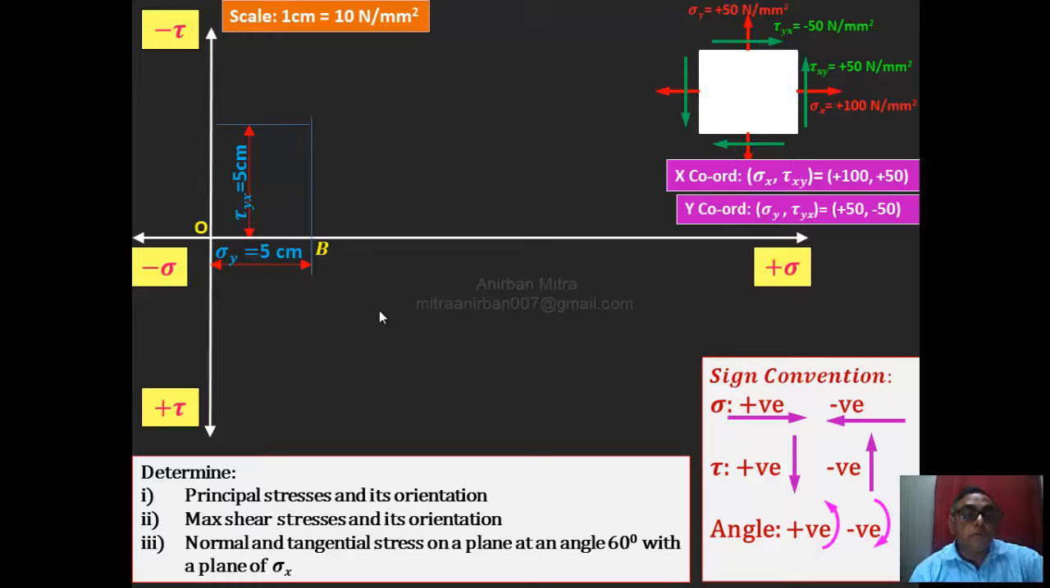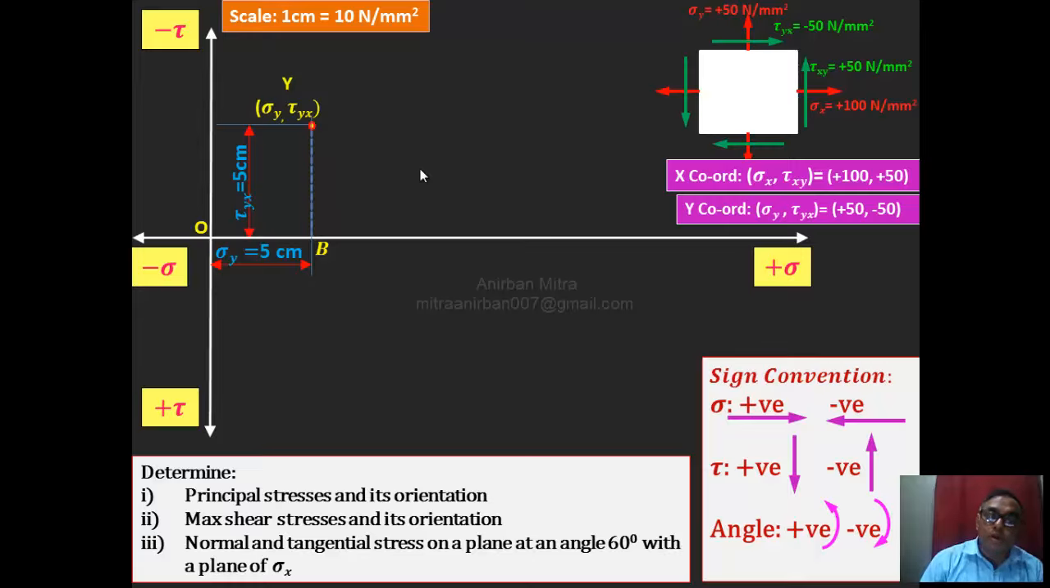Then I measure tau xy, tau yx, so that is another coordinate, minus 50. You know there is only a chance of mistake here. Negative tau we take in the upward direction, so minus 50 comes in the upward direction. Then the intersection of this point is called y, which is sigma y and tau yx.